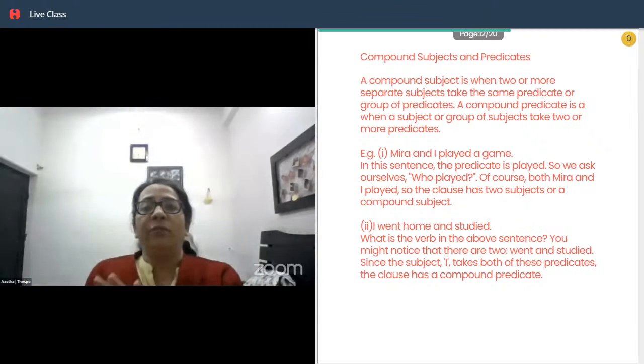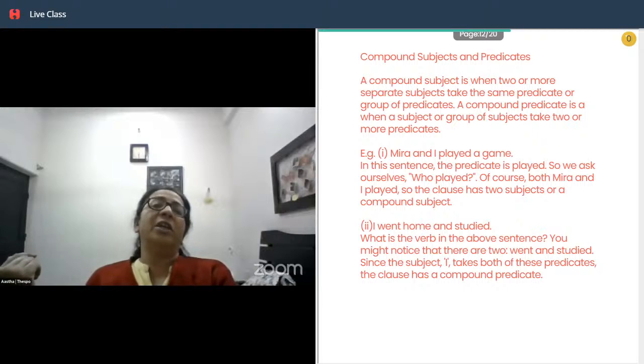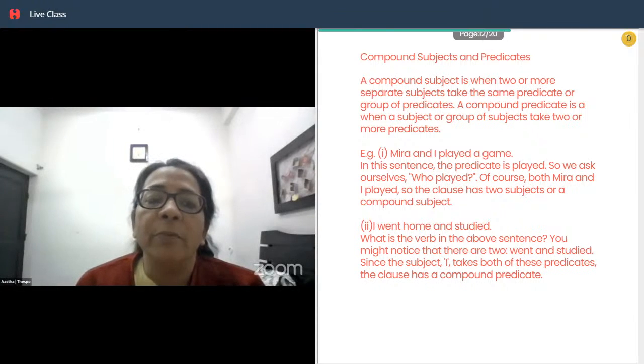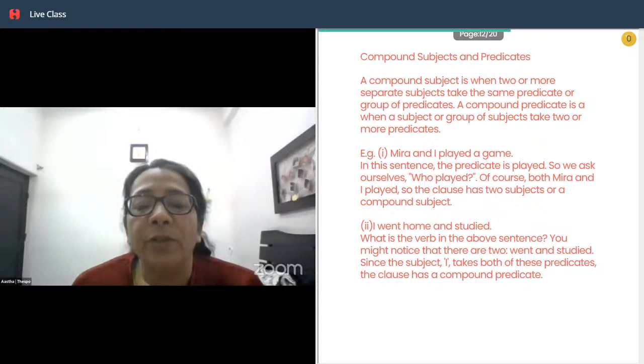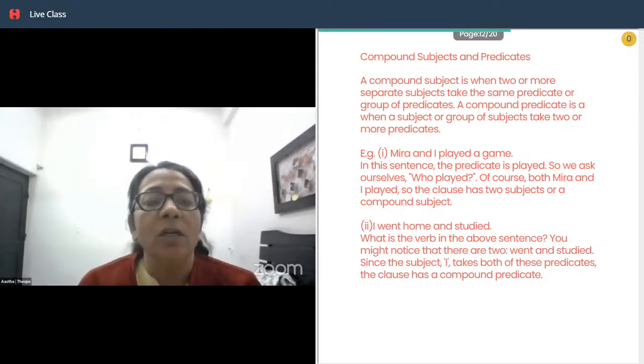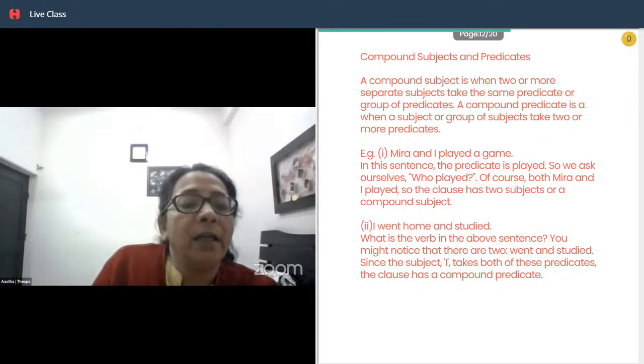Now the same thing differs here. Might be you have got one predicate, or might be you have got an extended part of the predicate. Let's understand it with the help of an example. Meera and I played a game. So here the subject becomes Meera and I. In this sentence, we can see played a game. Who played a game? It's Meera and I. So of course, both Meera and I played. So the clause has got two subjects, or we call them compound subject. This I clarified with Ram and Sham. Now, second is, so just a second, I'll just scroll it down for my screen. Okay.